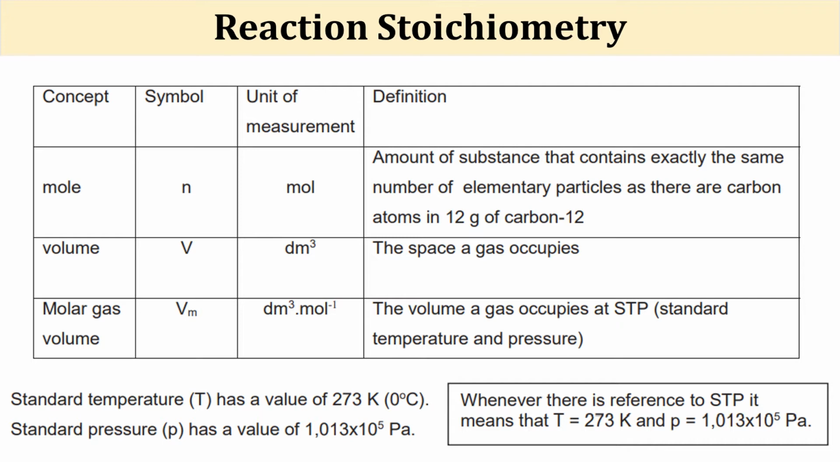It is the volume a gas occupies at STP, standard temperature and pressure. Standard temperature has a value of 273 Kelvin or 0 degrees Celsius and standard pressure has a value of 1.013 times 10 to the power 5 pascals. Whenever there is a reference to STP, it means that temperature is 273 Kelvin and pressure is 1.013 times 10 to the power 5 pascals.